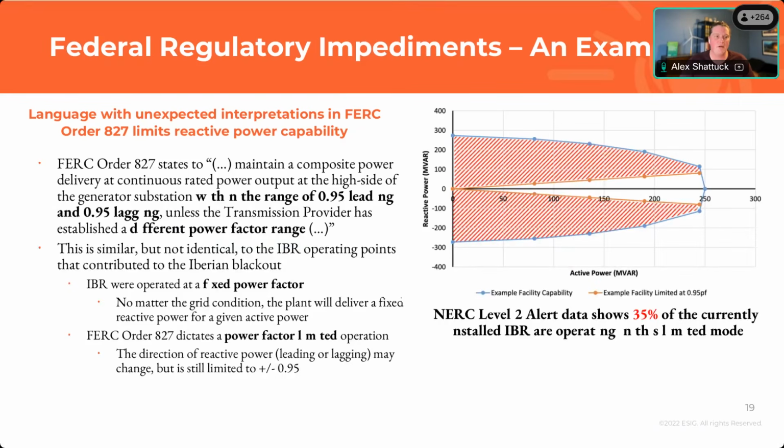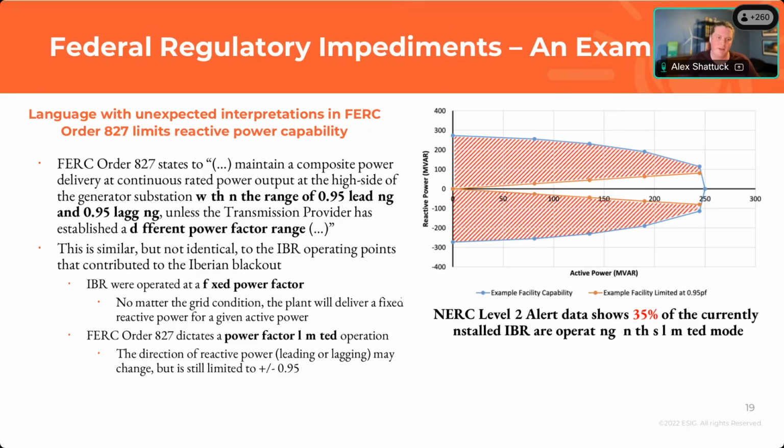This is an example of that, FERC Order 827, and it links directly to the Iberian blackout. This is just an example of what could be left on the table here. FERC Order 827 says within the range of 0.95 leading and lagging power factor, unless the provider has a specific range. That last piece is very important. I'll talk about that on the last slide. But what that means is that if you read FERC Order 827 and do nothing else different, if the transmission provider hasn't thought about it and done something extra, you've got that orangey yellow triangle, right?